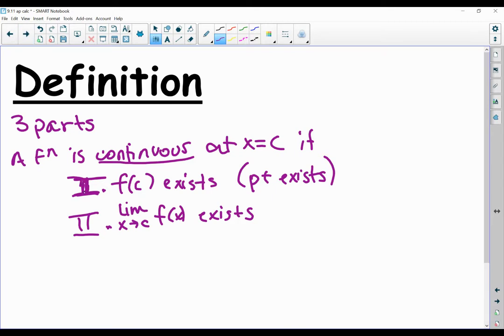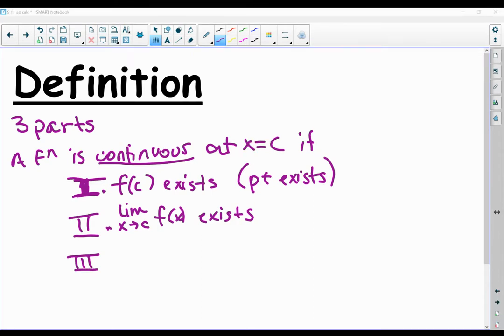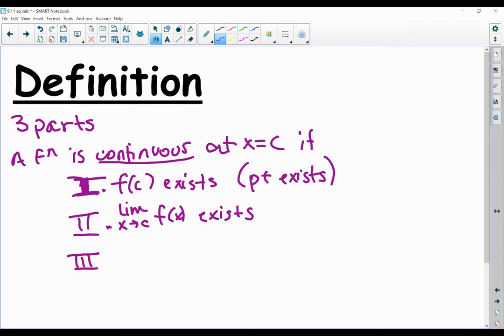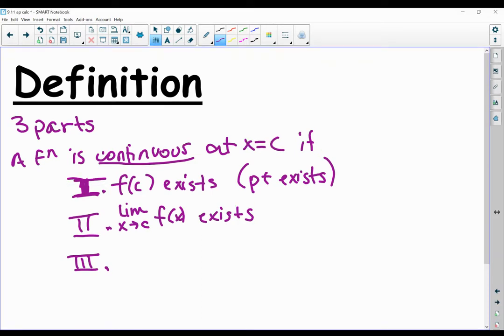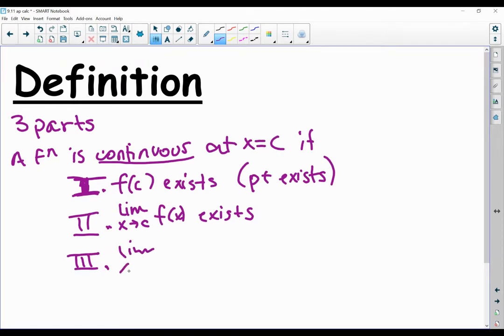Now, most people are going to be like, oh, that's totally good enough. As long as there's a point and a limit, then the function's going to be continuous. Now, there is a third condition. First, you have to at least show that the limit exists and that the point exists. The third part of continuity is that the limit as x approaches c, the intended height of the function, and the actual height of the function are the same. So there's got to be a point, there's got to be a limit, and they have to be the same value.